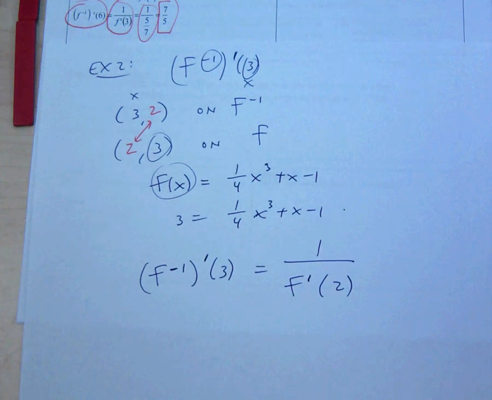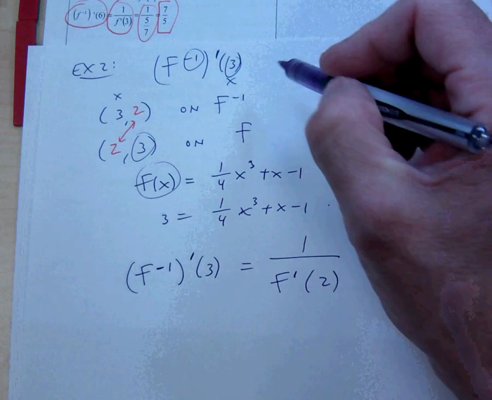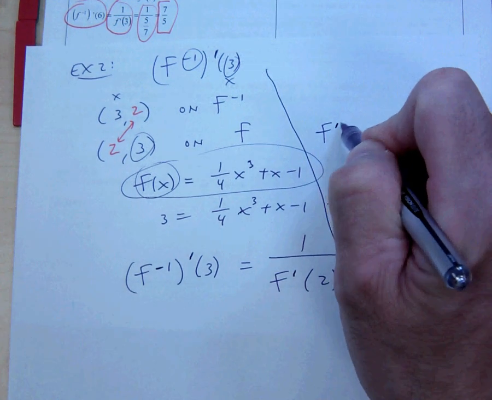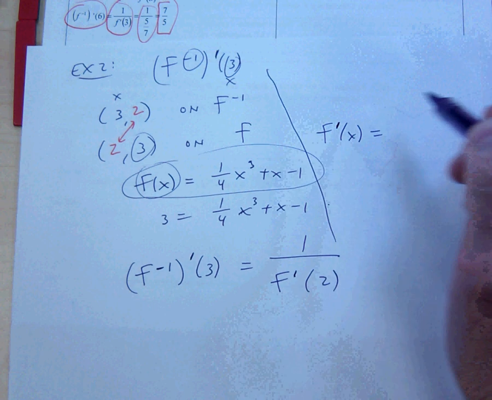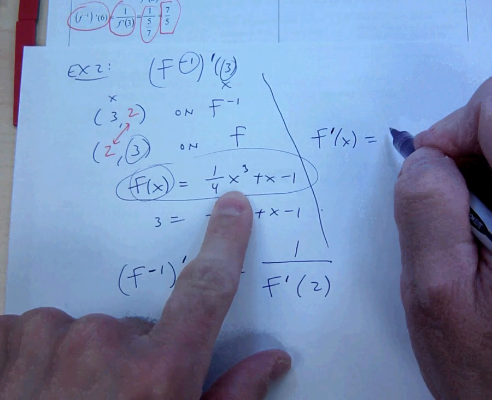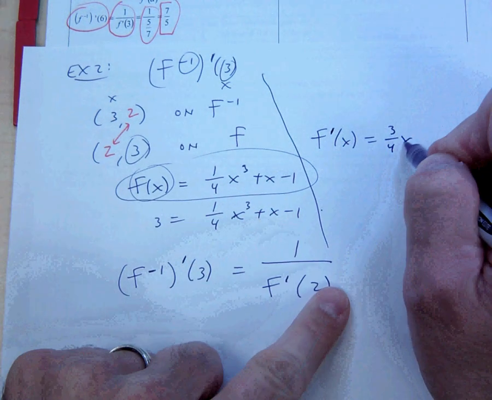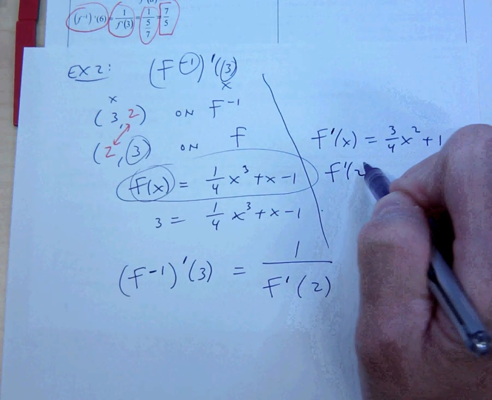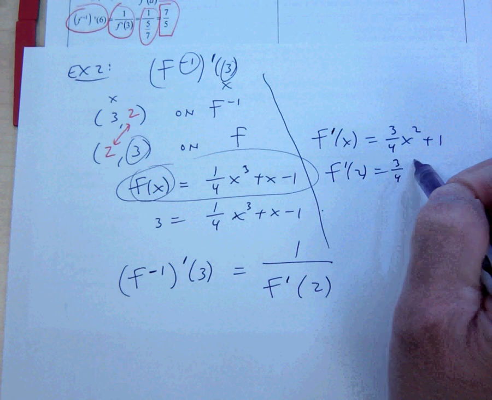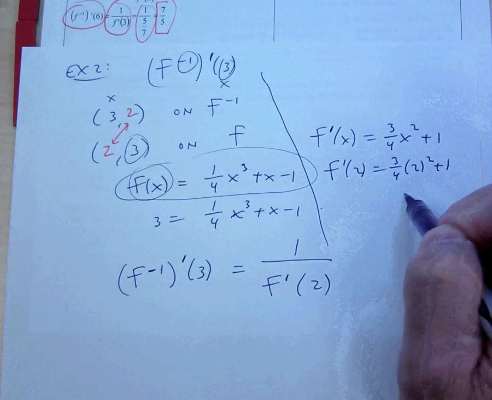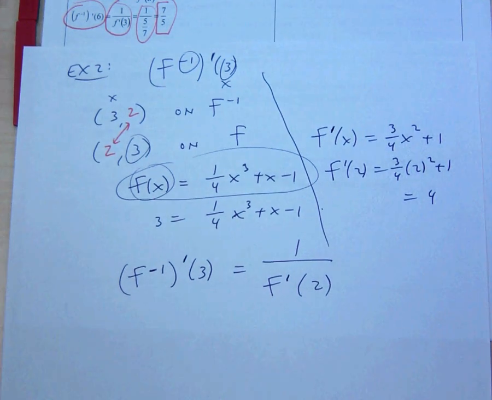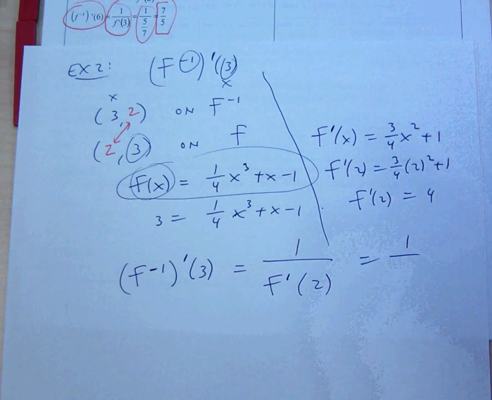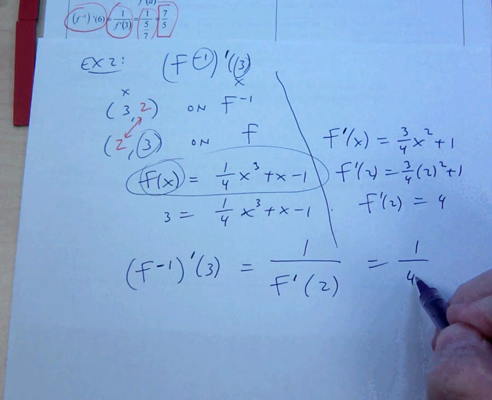Okay, now at this point, how do I find f prime of 2? Well, that should be pretty easy. If this is f of x, what's f prime of x? What's the derivative of that, guys? Plus 1. And so if you plug a 2 in there, you get what, 4? Is that right? And so this will be 1 over 4, which is just 1/4.